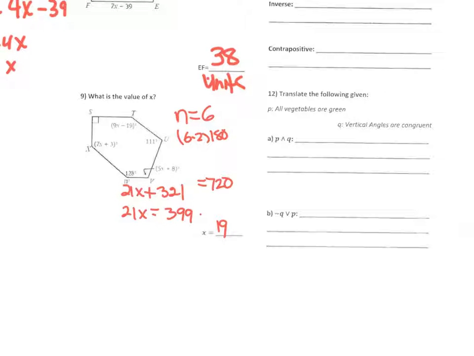Okay, so here we have for this one a polygon. First thing we want to know is how many sides. N is equal to 6. Put it in our n minus 2 to figure out how much they all add up to. They all add up to 720. 21x plus 321. We added up all our x's in the problem. Don't forget your 90 with your numbers. 21x plus 321 equals 720. Subtract 321 and you get x is equal to 19.